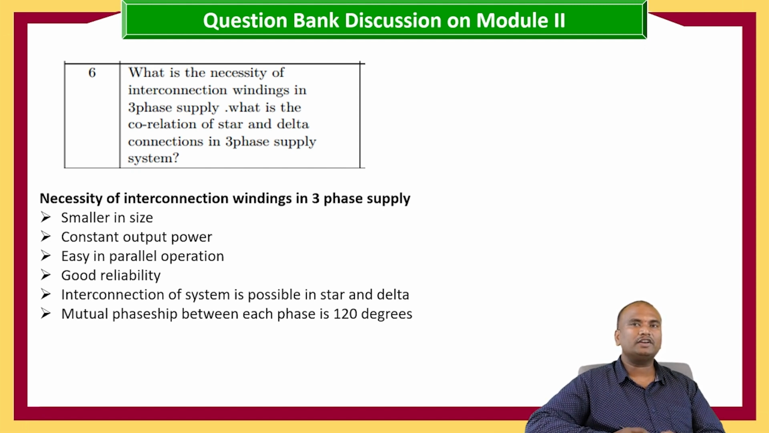And interconnection of systems is possible in star and delta. We can get the interconnection of systems easily either in star or delta. And there is a phase relationship of 120 degrees displacement between each phase, either in star or delta connection system.